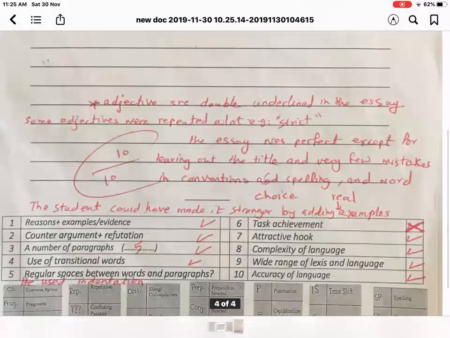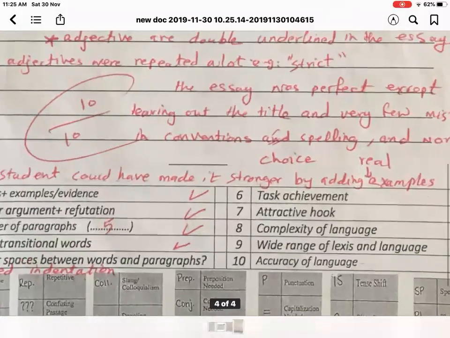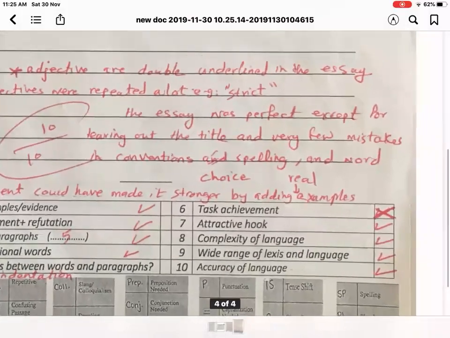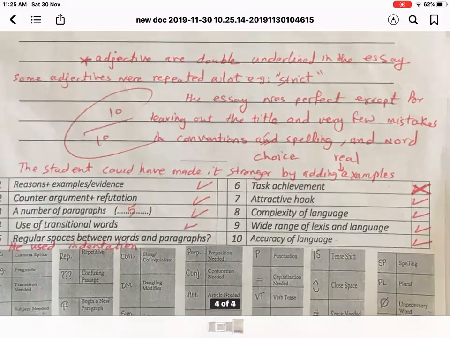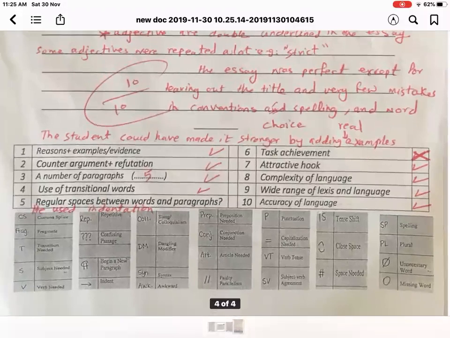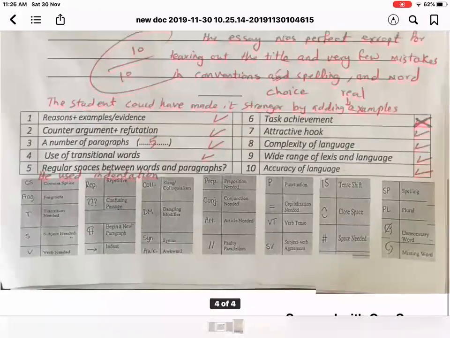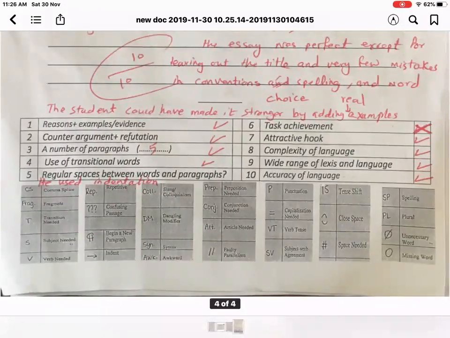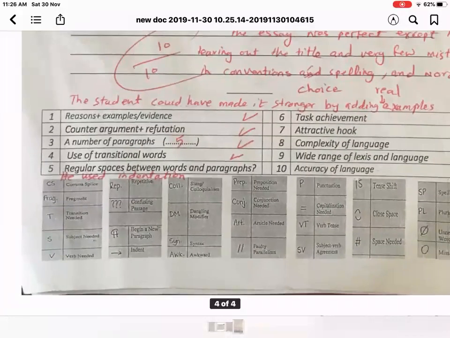Second point is here, some adjectives were repeated a lot, as I said. The essay was perfect except for leaving out the title. There wasn't a title, and very few mistakes in conventions. He has some mistakes in conventions and spelling and word choice. So the student could have made it stronger by also adding more real examples. He could have mentioned that one of my students has suffered from bullying, or he should have been clearer by adding examples.